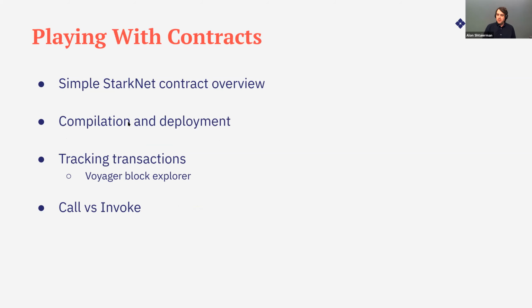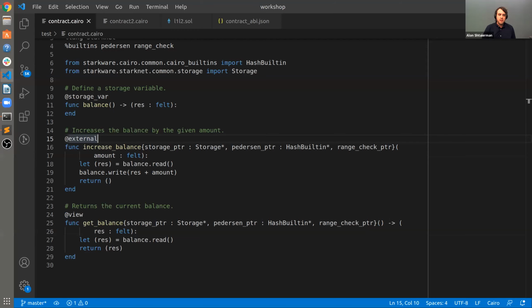Next up, I'm going to open my VS Code terminal and show you a very simple StarkNet contract. The contract will just implement some basic functionality so we can play around with it. We'll see how we can use the CLI commands to compile and deploy our contract to the StarkNet system. We'll track our various transactions via CLI and also via the Voyager Block Explorer. And we'll show the difference between using the call or the invoke CLI commands to interact with our contract. For that, let me switch to my VS Code terminal.